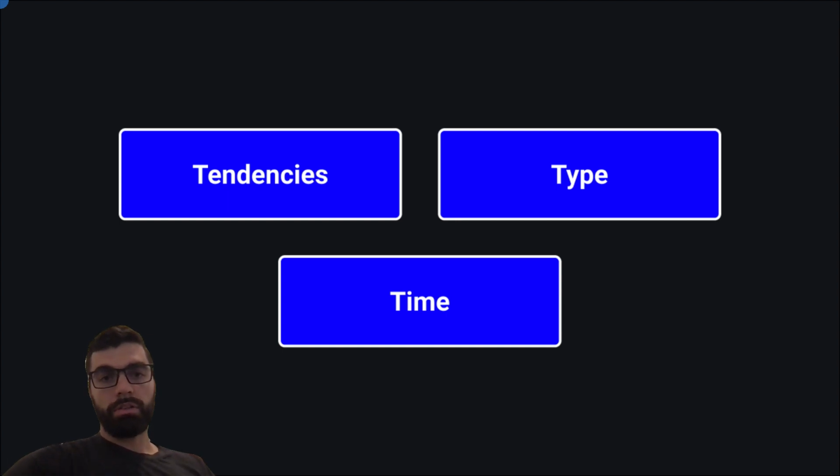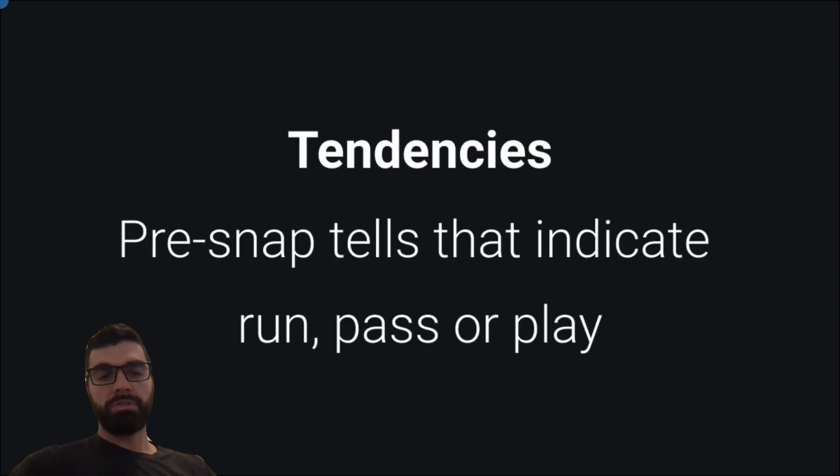So, there are three fundamentals that you want to concentrate on and focus on when studying film. And those three fundamentals are tendencies, type, and time. I'll explain each of these a bit more in detail. So first, tendencies. What are those? Pre-snap tells that indicate run, pass, or play. So what I mean by play is you know exactly what type of play the offense is running, like counter or power. Or you can understand if it's highly likely that the offense is going to pass or run.